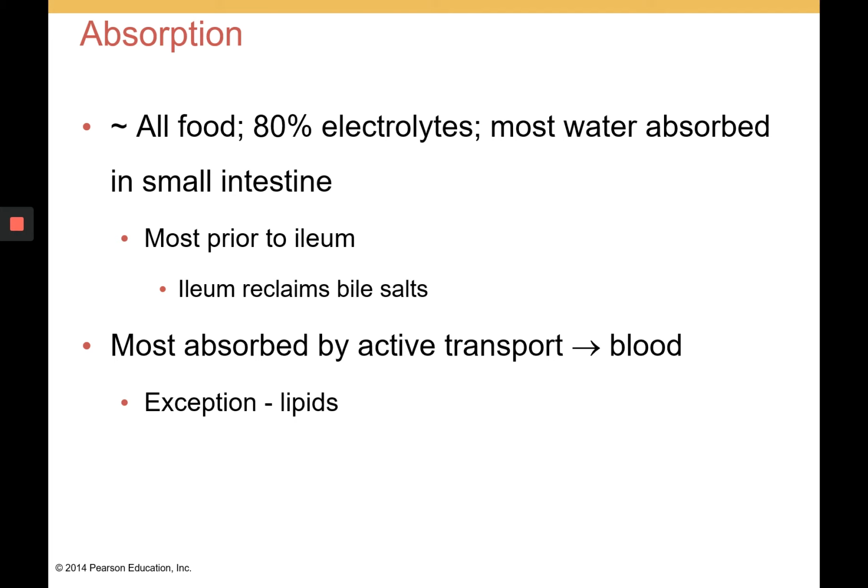they're going to be absorbed via active transport into the blood, all except for lipids. So lipids are the exception. They are not absorbed through the enteric epithelial cells into the blood. Instead, they're going to be absorbed into lacteals. Lacteals are specialized capillaries, and they are part of the lymphatic system.